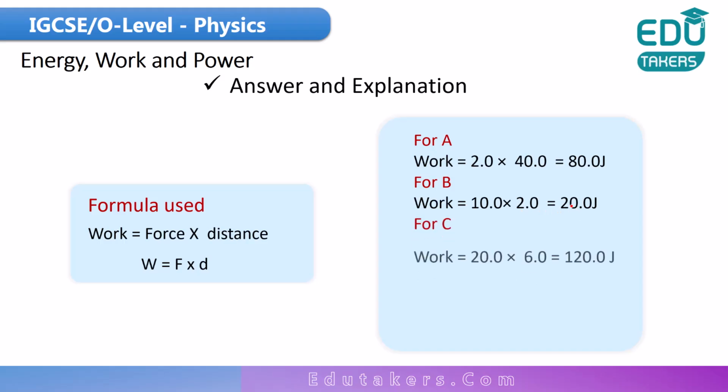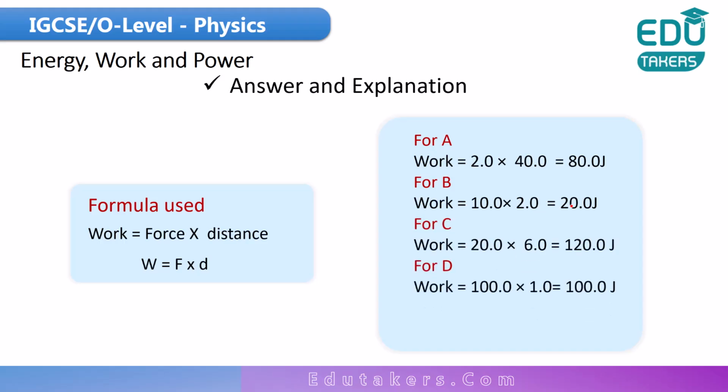For B, the work done is 20.0 joule. For C, the work done is 120 joule. And for D, the work done is 100 joule. It means that the largest work is done by C, which is 120 joule. You can see here 120.0 joule is the work done by the object C. It means that answer C is correct.